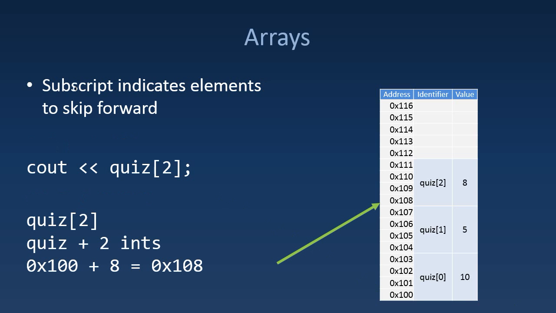As soon as I index into an array, say, give me quiz sub 2, the compiler interprets that as start from quiz and add 2 ints. Do that pointer arithmetic. 2 ints in this case would be 8 bytes, so we start at address 100, add 8, we get address 108, and that allows me to instantly jump to the right location in memory. I don't have to walk there. I can calculate exactly where we need to be.